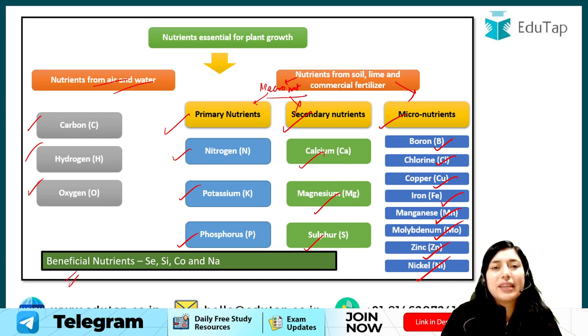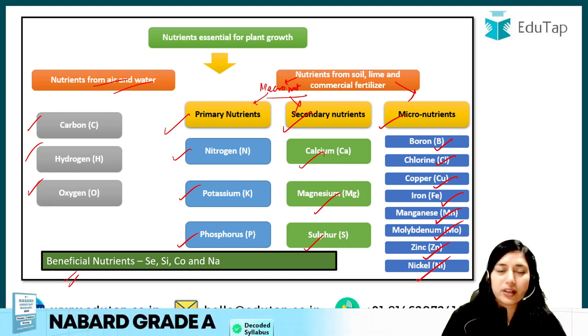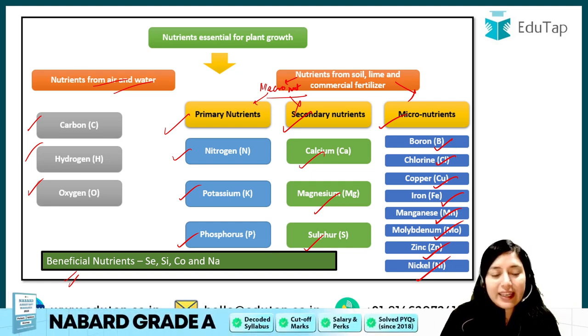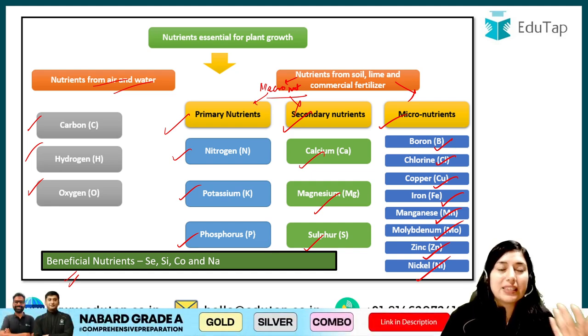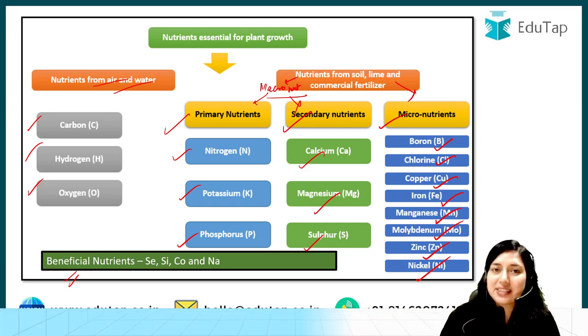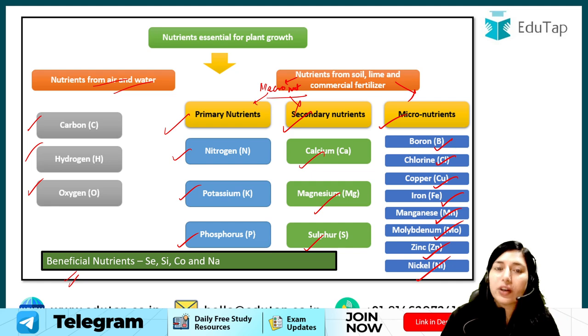Now these beneficial nutrients are not directly involved in plant growth or development, but if they are present, they will improve the growth, the disease resistance or stress resistance in the plant, or they will improve the quality of the plant.